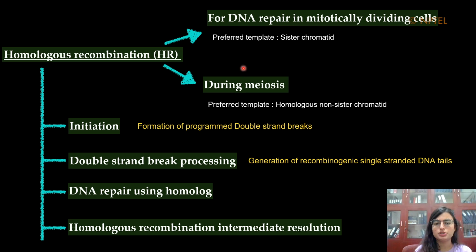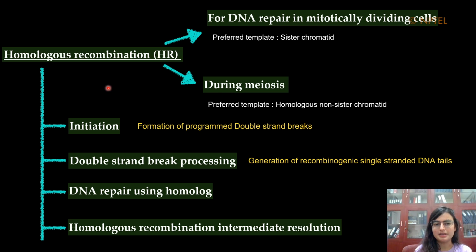When homologous recombination occurs in the context of meiosis, it is essential for the pairing of the homologs, first thing, and the second thing is essential for the exchange of genetic material between homologs. Now, in contrast to mitotically dividing cells, during meiosis, the preferred template for homologous recombination is the homologous non-sister chromatid. Even in the case of meiosis, the sister chromatid is constitutively present, but some proteins actively make sure that the bias of using the preferred template is towards the non-sister chromatid rather than the sister chromatid.